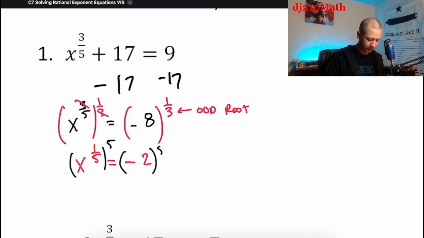I'm going to raise each side to the 5th power. So X is equal to, again, odd root. The negative comes out, and 2 to the 5th power, which is just 32.